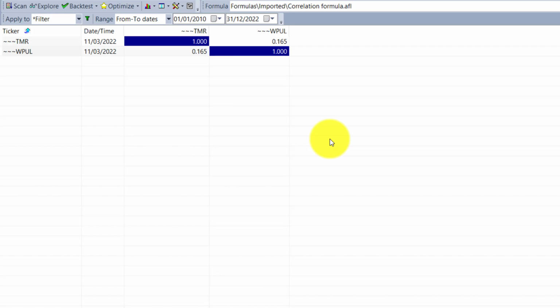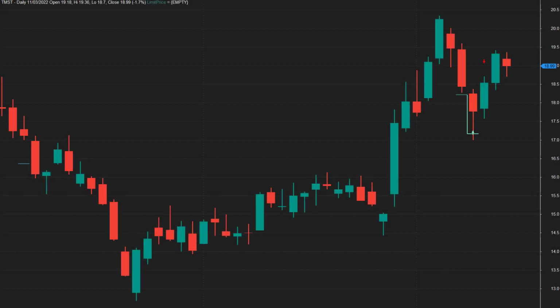So if we look at these two systems, we can see that their overall correlation across the entire data set that I tested them on is quite low. So overall, these systems are not correlated, which is exactly what you want, like I just described. Let's have a look at the mean reversion trading system in more detail.